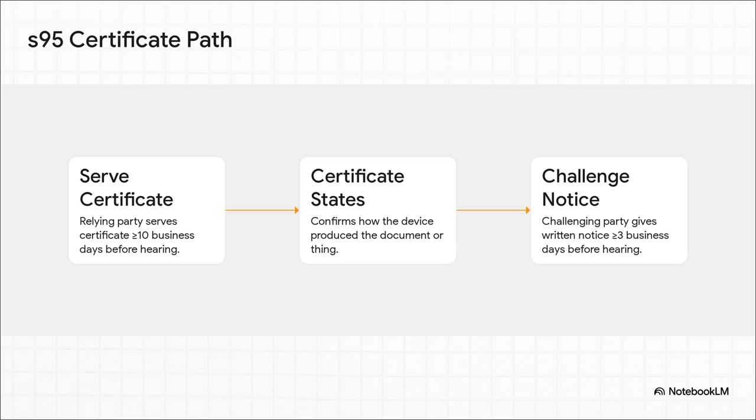So how do you actually use it in practice? Well, Section 95 lays out a very clear certificate procedure. Step 1, if you're the party relying on the evidence, you serve a certificate on the other side, and you've got to do it at least 10 business days before the hearing. That certificate basically vouches for the device. Step 2, the ball is in their court. They have a very specific window. They must give written notice if they want to challenge it, at least 3 business days before the hearing. You see how procedural this is? Miss that deadline and you could lose your right to object entirely.